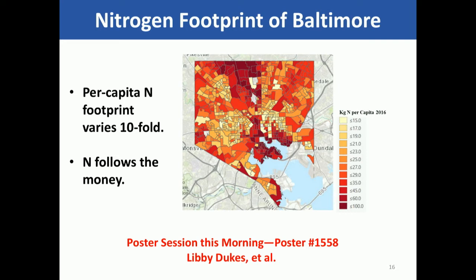The city of Baltimore, slightly to the north of us. Elizabeth Dukes, who's in this room, has a poster today, poster 1558, where she explores the variability of nitrogen footprint within the census blocks of Baltimore. And you can see there's a large variability, and as that bullet says, nitrogen follows the dollars. The richer you are, the higher your nitrogen footprint. Fascinating story. The question is, what do you do with this information? What does the city of Baltimore do with this information?